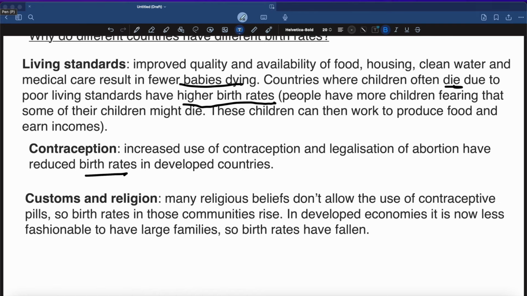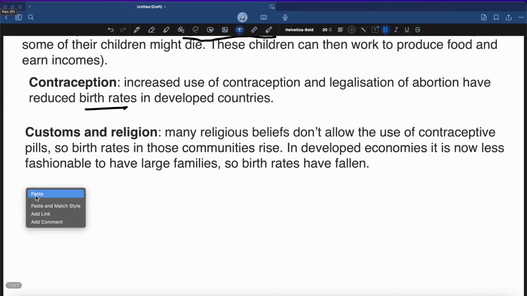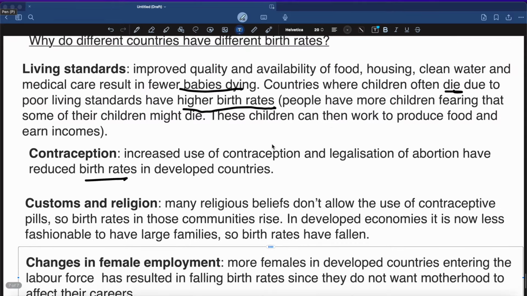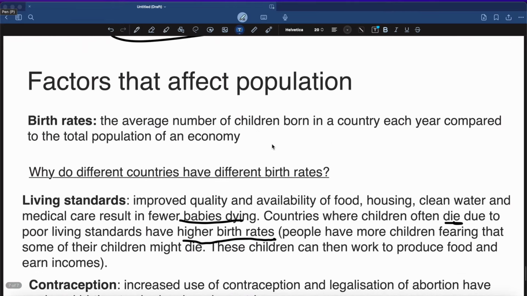Next is the changes in female employment, which simply means that if females are in the labor force, it's difficult to have babies as well, because managing a baby and working at the same time is difficult. So usually they opt not to have kids at that time. Motherhood affects their careers, so they do not want to have kids at a certain age or time. So that could also affect the birth rate. Okay, so that's all we talk about when we talk about why countries have different birth rates.